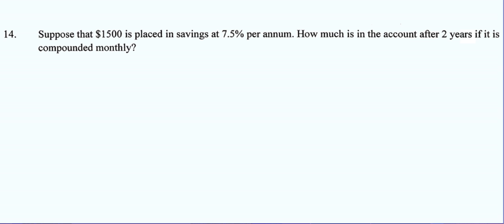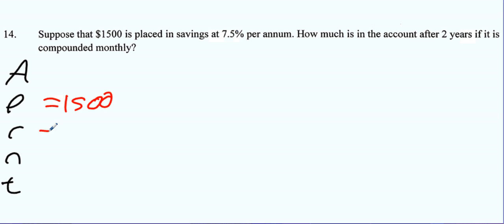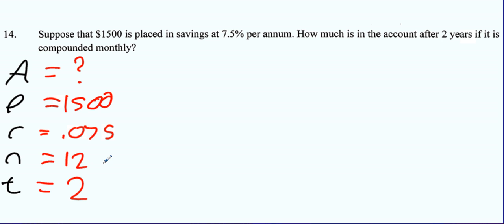Now we've got another interest problem. So start with A, P, R, N, T. $1,500, that's the principal, placed in a savings account at 7.5%, so that's 0.075 per annum, which means per year. How much is in the account? That's what we're solving for. How much after 2 years if it's compounded monthly? Compounded monthly means 12 times a year, so N is 12.